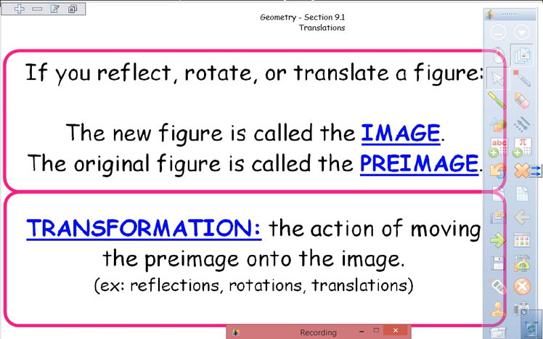If you reflect, rotate, or translate a figure, this is called a transformation, and these are some of the rules. The new figure is called the image. The original figure is called the pre-image. So the pre-image happens first, and the image happens second. A transformation is the action of moving the pre-image onto an image. And this can be done through reflections, rotations, and translations.